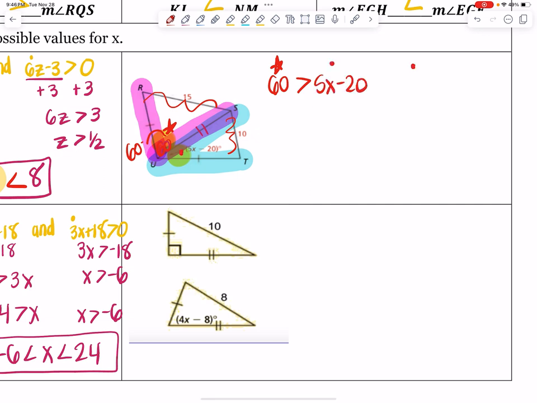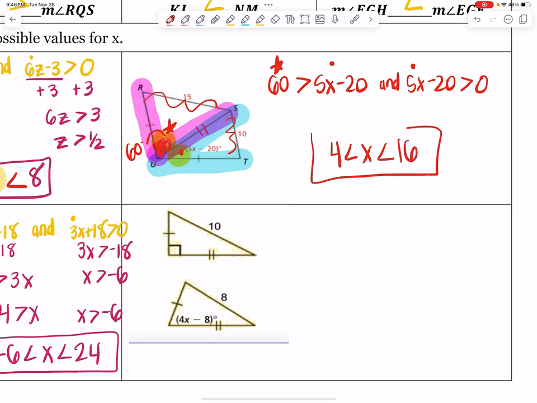But remember that this dot angle, 5x minus 20, also has to be greater than 0. So remember that is a two-part inequality. And so when you solve this one, you can try this on your own. You end up getting that x is greater than 4, but less than 16. That's my range of values.